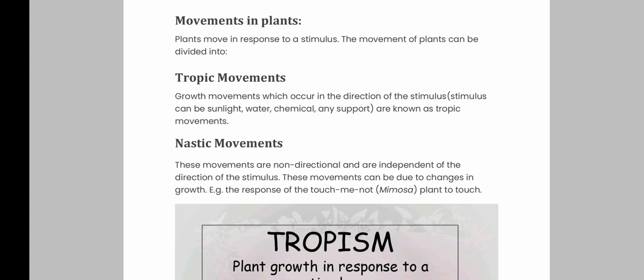Tropic movements are the movements which occur in the direction of the stimulus, meaning they can grow in the direction of the sunlight, in the direction of water, towards a chemical, or towards any support to grow. So they are the tropic movements. Nastic movements are non-directional, independent of the direction of the stimulus. These movements are due to changes only in growth, like the response of the touch-me-not plant, that is the mimosa plant, which we call the shui plant, that responds to touch.